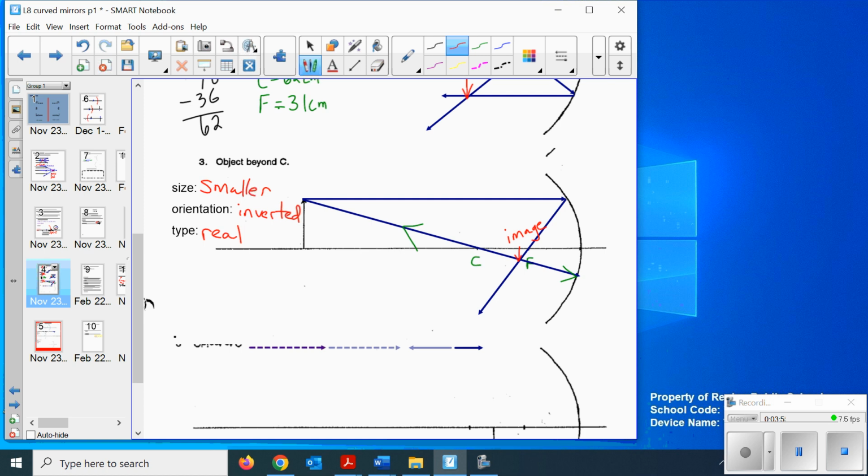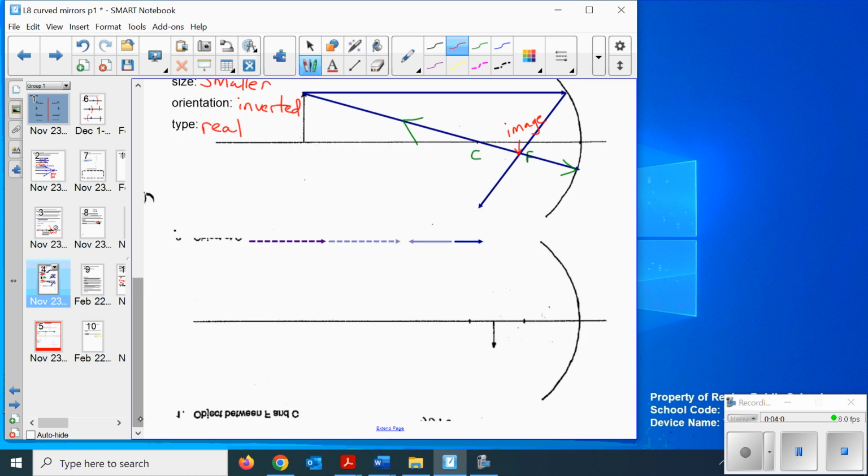I've got time for one more thing. And at the bottom of the page, I don't have a setup. I don't say object beyond C. Now, I'm crossing this out because you can see what I did. What if I said this is the image? I'm giving you the image. Where was the object from the drawing? You could just use your rules backwards. So, what I'm thinking is predicting where the object was.